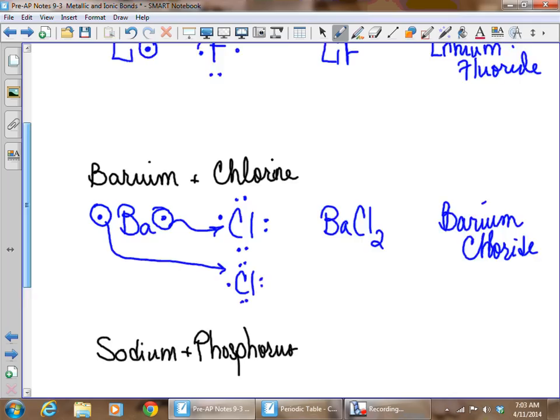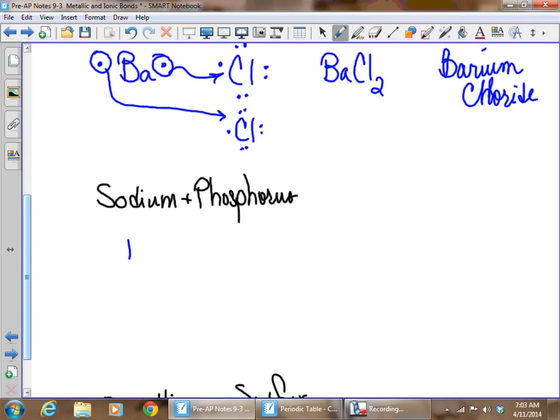The next one, sodium and phosphorus. Sodium has a Lewis dot structure that looks like this. Phosphorus has a Lewis dot structure that looks like this. Oops, one too many valence electrons on phosphorus. So there's phosphorus. Sodium wants to lose an electron. Phosphorus wants to gain 3. There goes 1 sodium. What are you going to have to do next? That's right, you're going to need another sodium. Is 1 more sodium enough? No, it's not. You need another sodium.